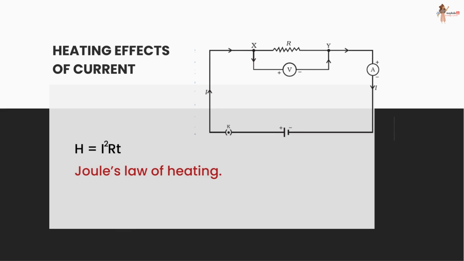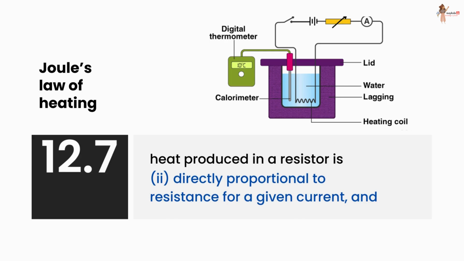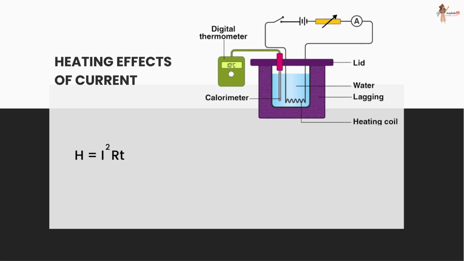The law implies that heat produced in a resistor is directly proportional to the square of the current for a given resistance. It is directly proportional to the resistance for a given current and directly proportional to the time for which the current flows through the resistor. In practical situations, when an electric appliance is connected to a known voltage source, the equation H equal to I squared RT is used after calculating the current through it, using the relation I equal to V upon R.